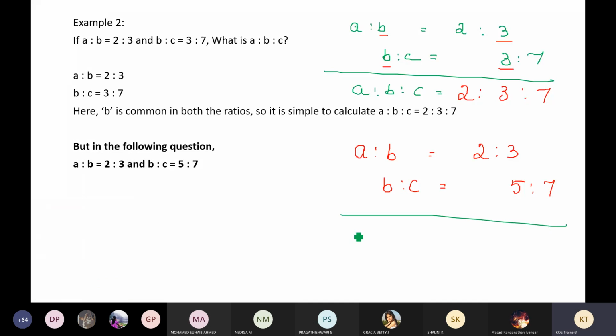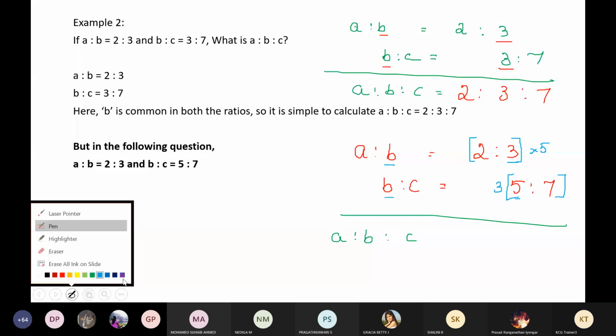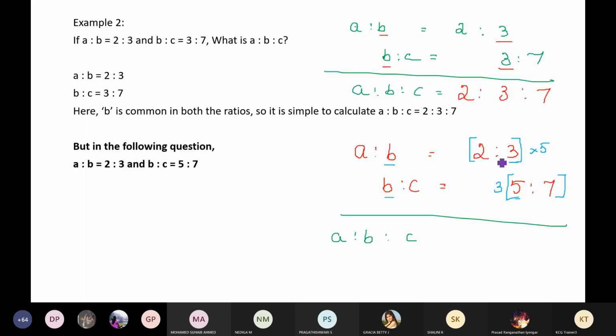So listen carefully here. What you're supposed to do is this: the common term is B, and B is not the same here. So make it the same. How do I make it the same? Multiply this ratio with 5 and multiply this ratio with 3. Clear? So if I do that, what would I have? This would become 10 is to 15 and this would become 15 is to 21. So it would be 10 is to 15 is to 21.